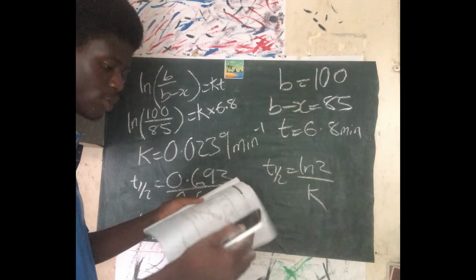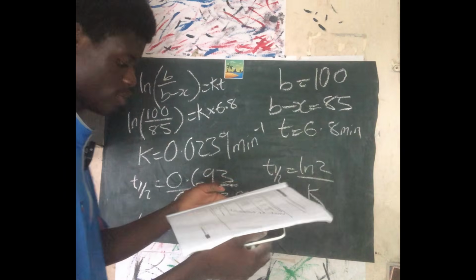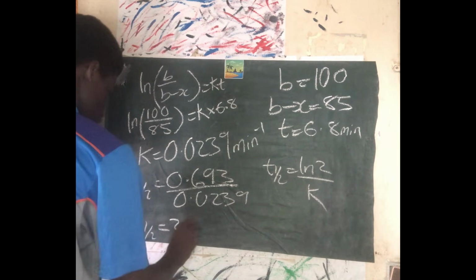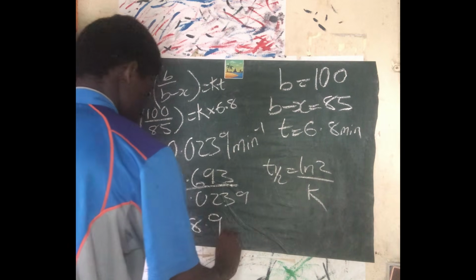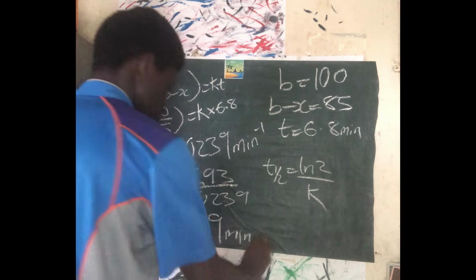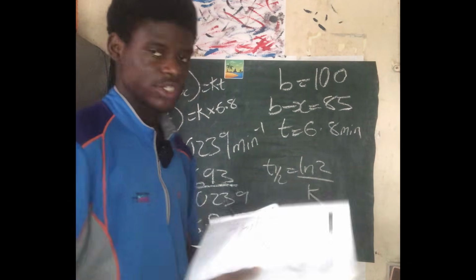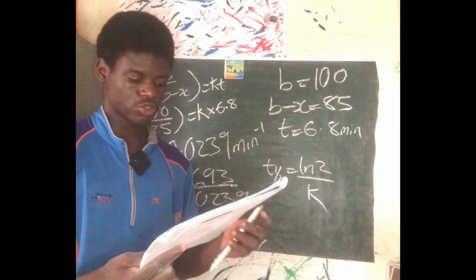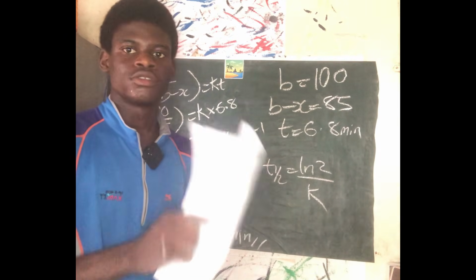From the options, 28.9 minutes can be approximated to 29 minutes, which is option D. So from the options given, the answer is option D for question number 25. Option D, 29 minutes.